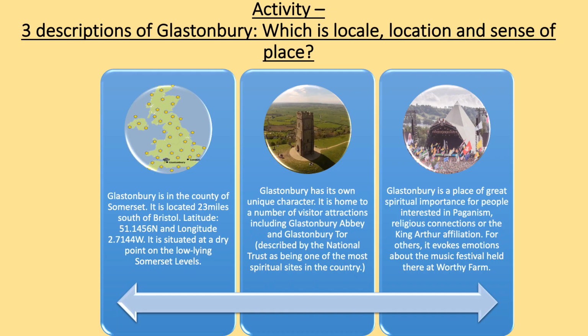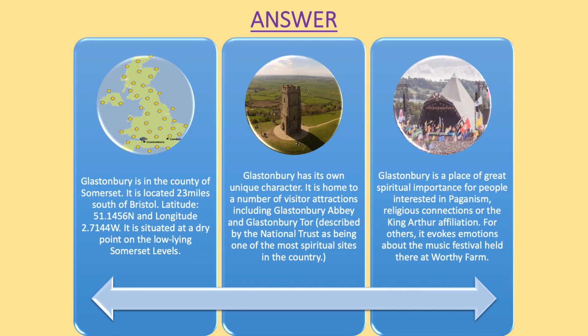So for this activity, I just want you to look at the descriptions. Which of these descriptions represents the locale of place, which one represents location, and which one represents sense of place? And just write those down. And here are the answers.